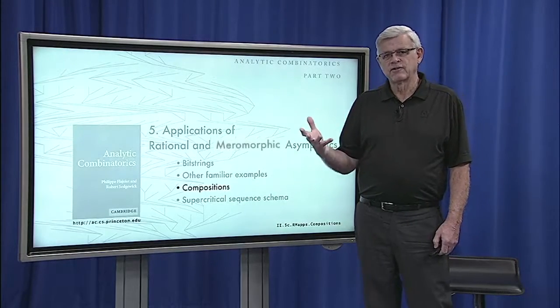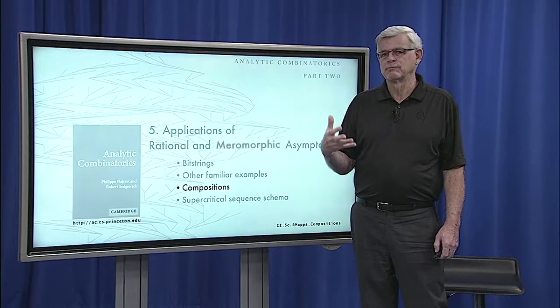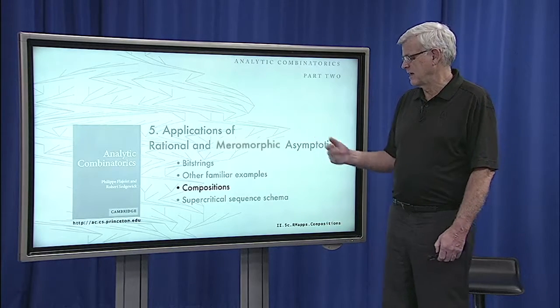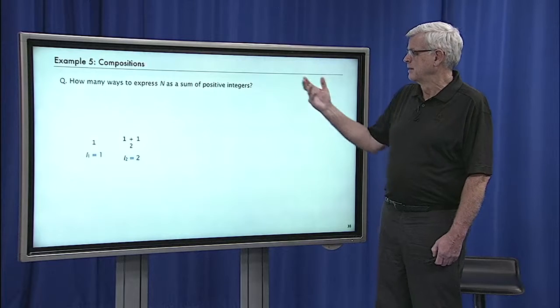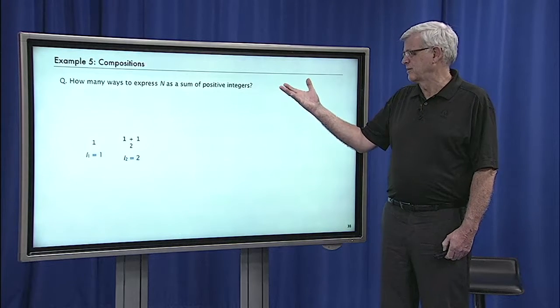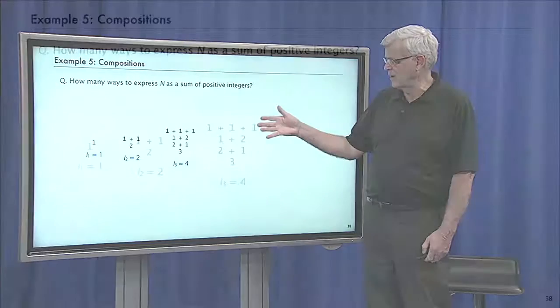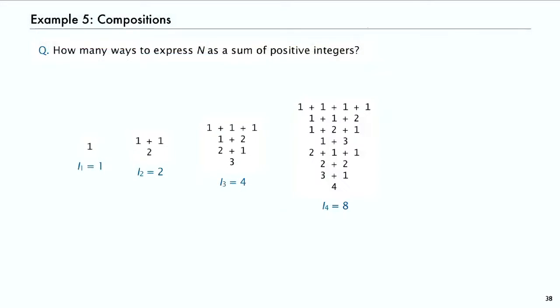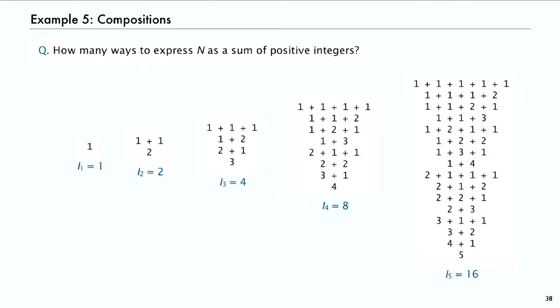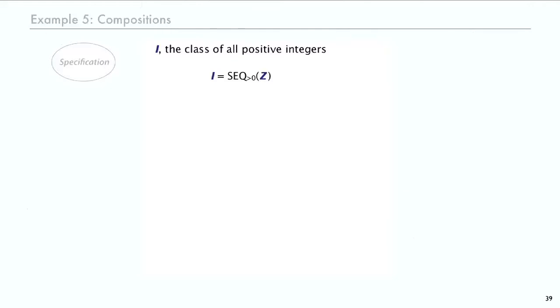Next, we're going to look at another set of combinatorial classes that we studied in the early lectures. It's compositions and partitions. And that starts out with, we want to count the number of ways to express an integer n as a sum of positive integers. And lots of ways to show that that number is going to wind up being 2 to the n minus 1. And these are the small examples. Let's see how that works with analytic combinatorics.